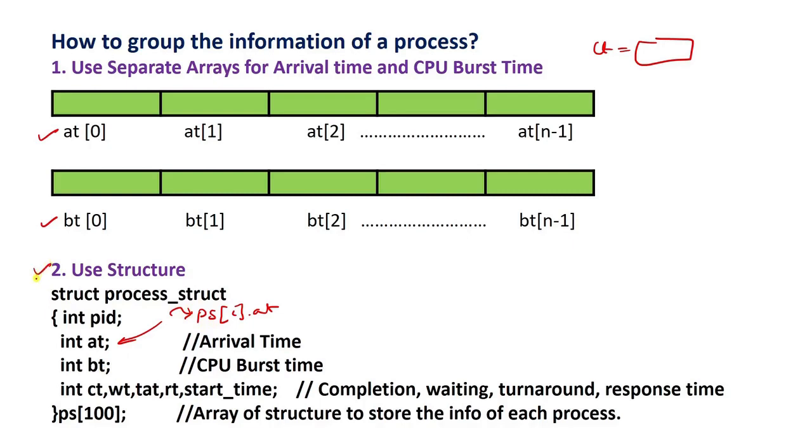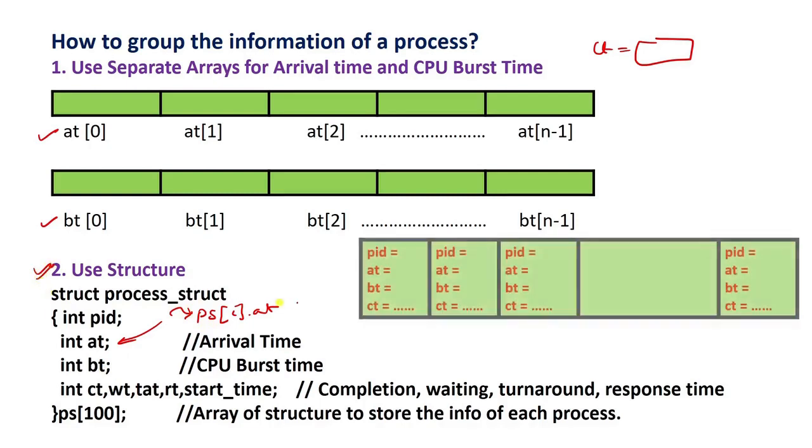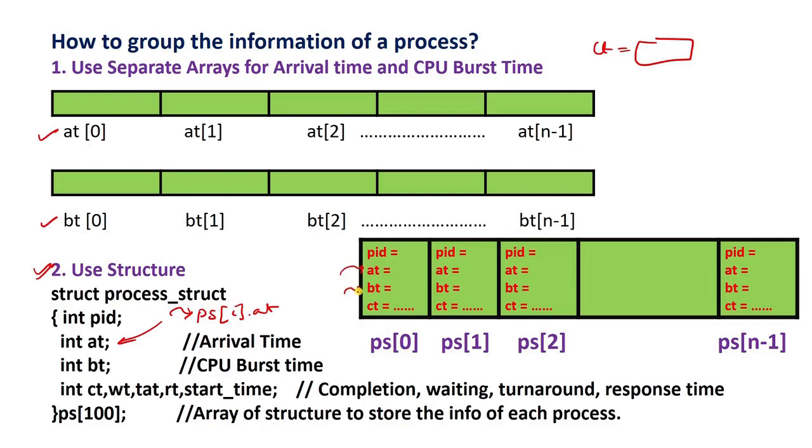So this is actually a better way. We will be having an array of structure, something like that. PS0 will contain all the information of the 0th process, PS1 will contain the information of the next process, and so on. Now let's see how we can input the arrival time and the burst time for a given number of processes.